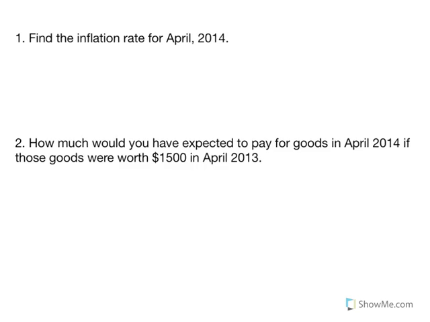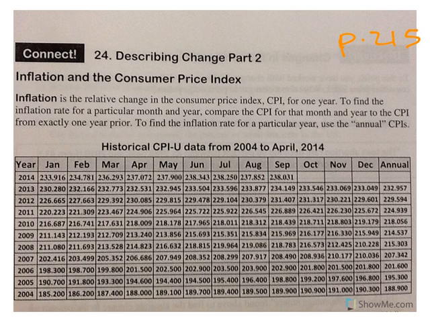All right, welcome to lesson 24. This is the second part of absolute and relative change, and we're starting on page 215.